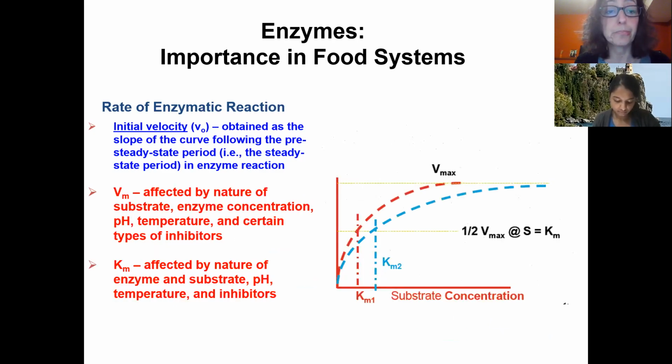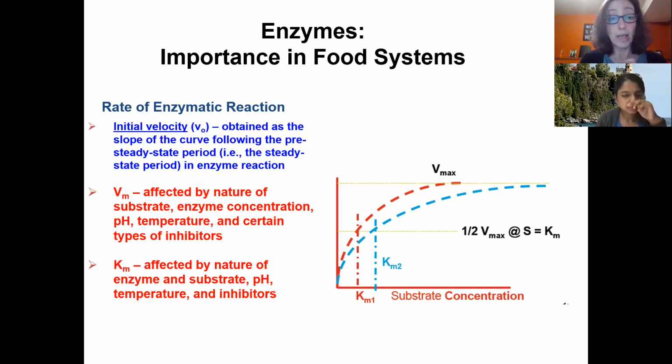So what are these two important parameters impacted by? If we look at Vmax, it's impacted by the nature of the substrate as well as the concentration of the substrate. The higher the enzyme concentration, the higher the rate of the reaction. Of course, environmental conditions, the pH and the temperature, impact enzyme activity. And whether you have inhibitors or not, and the type of inhibitors, which I will explain later on.